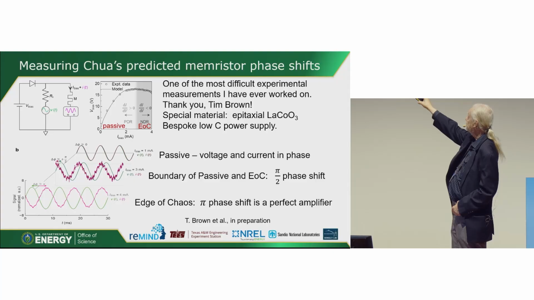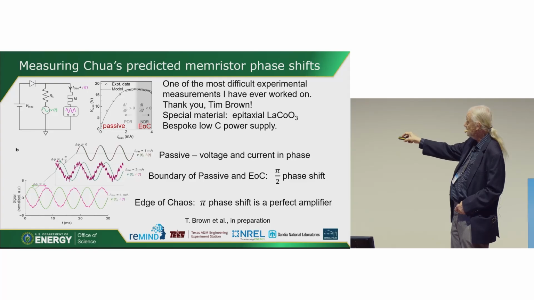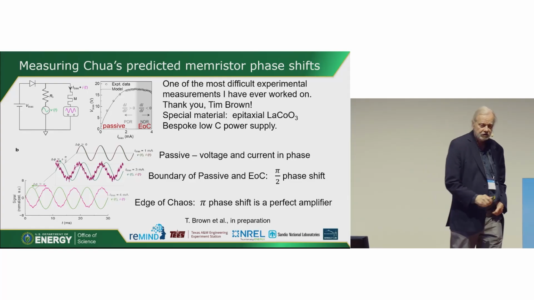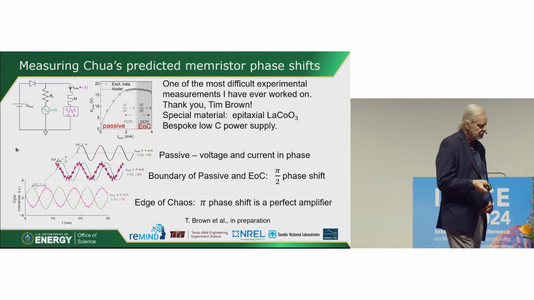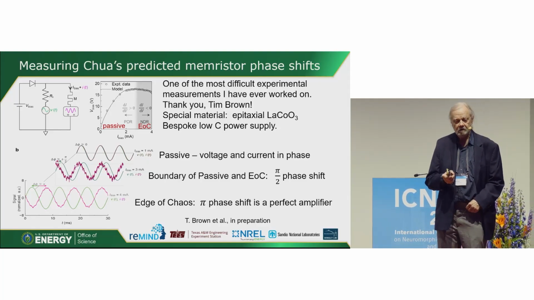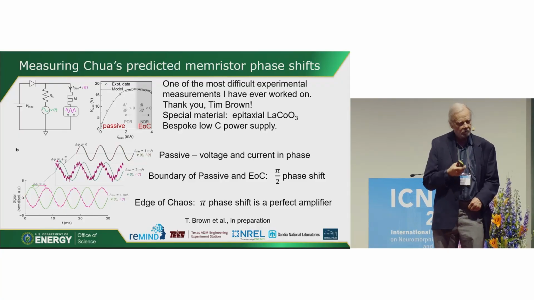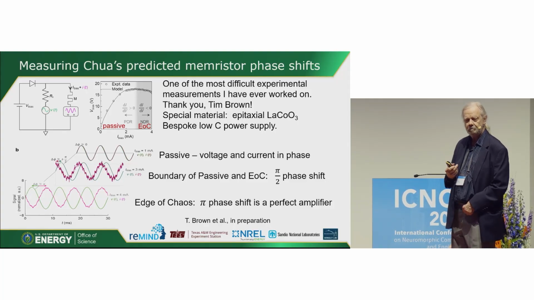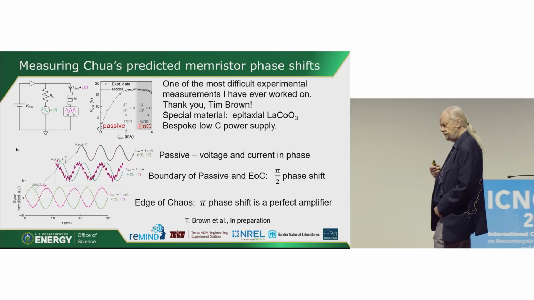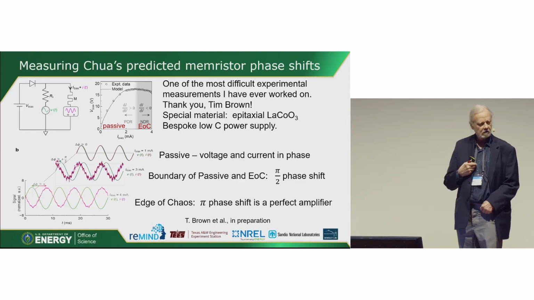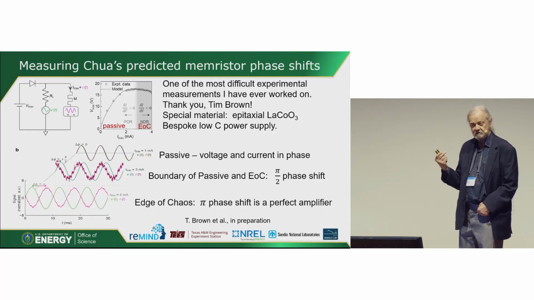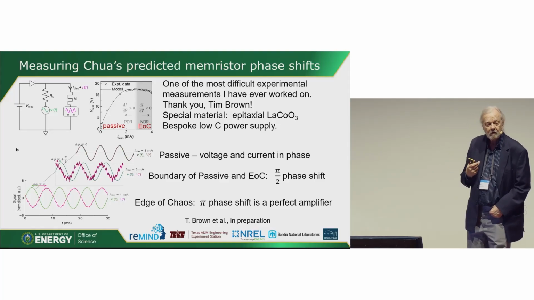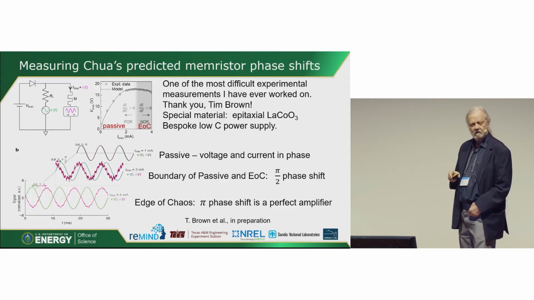Now, push this a little bit further. Push it out into this region of what we call edge of chaos. And now all of a sudden, you have a phase shift between voltage and current, which is pi. All right? That's a perfect amplifier. And it's just a piece of material with contacts on it. Okay? This is what goes on in the types of devices that we talk about when we're talking about neuromorphic computing. It's what happens in the neurons in your brain. It's just that people haven't had the experimental apparatus to measure these things appropriately.